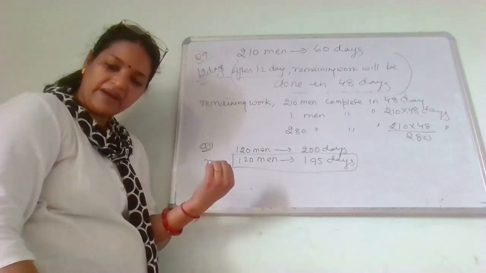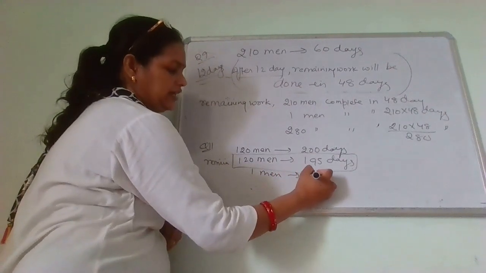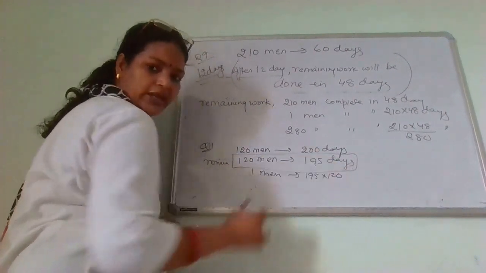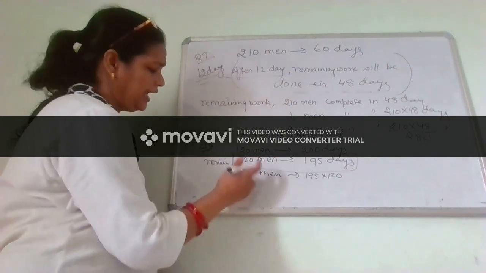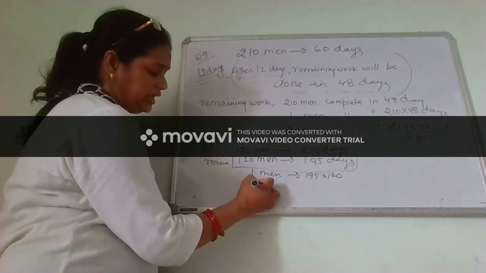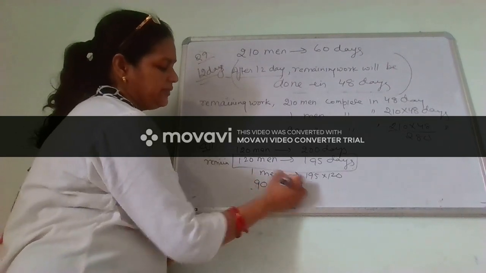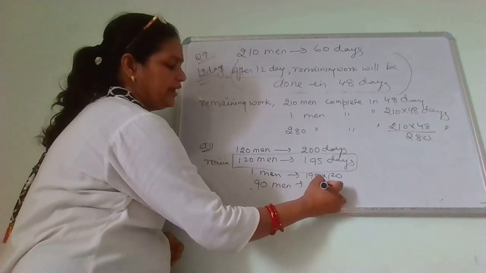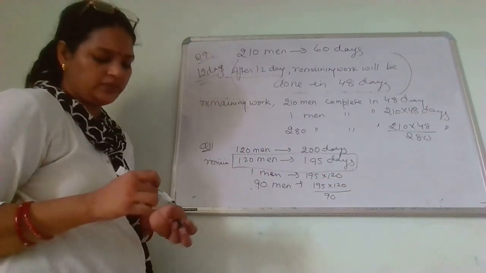So our manpower decreases. So one man can take how many days? 195 into 120. And then 120 minus 30 is 90 men. So 90 men can complete it in 195 into 120 by 90. You solve it and you will get the answer.